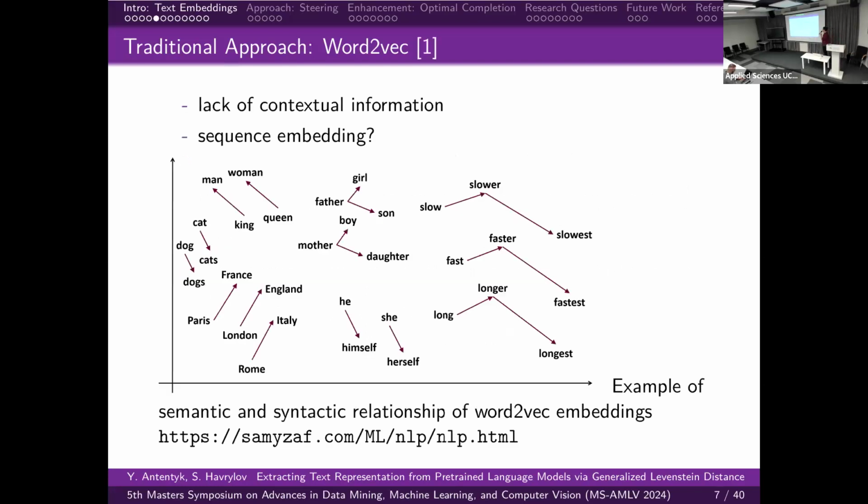As we all know, the word2vec embeddings capture some semantic and syntactic relationships. I guess I will skip it because it's already known. The shortcoming of such an approach is the lack of contextual information, because every word has a fixed embedding and it doesn't depend on the context. We can define an embedding for the sequence, but it looks like a hack because you average them all together. That's not really meaningful, so to say.